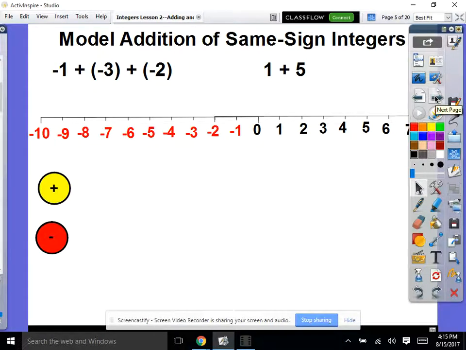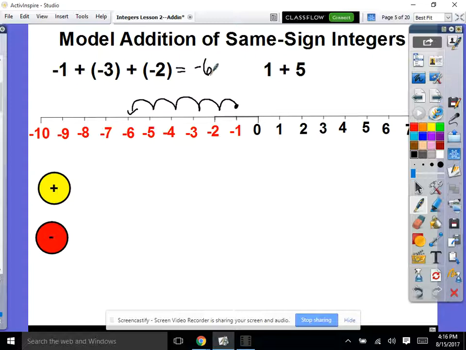Now, to model addition of same sign integers, you could do this on a number line. So if we start at -1, and then we add -3, which means we're going to move 1, 2, 3 places, and then we're going to move -2 from there, 1, 2, which would give us an answer of -6.